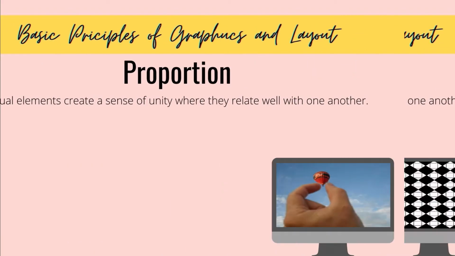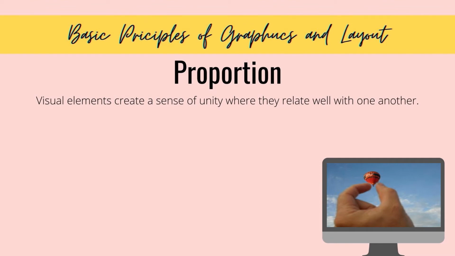The next one is the proportion. Visual elements create a sense of unity where they relate well with one another. For example, kapag nag-drawing ka ng human figure, proportion can refer to the size of the head compared to the rest of the body. So, kailangan yung laki ng ulo na dinodrawing mo, sakto lang siya doon sa laki ng katawan. Hindi masyadong malaki yung ulo niya para doon sa katawan. So, sa web page, or sa picture, kahit na meron kang iba't ibang size, iba't ibang amounts, iba't ibang dami, they relate well with each other.